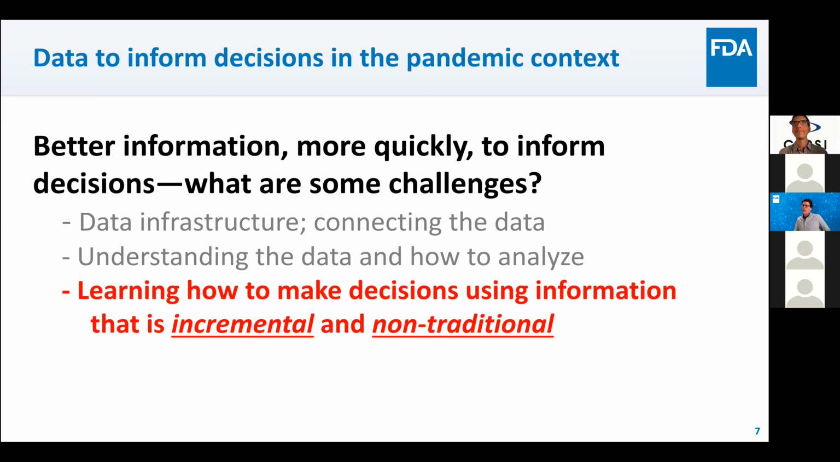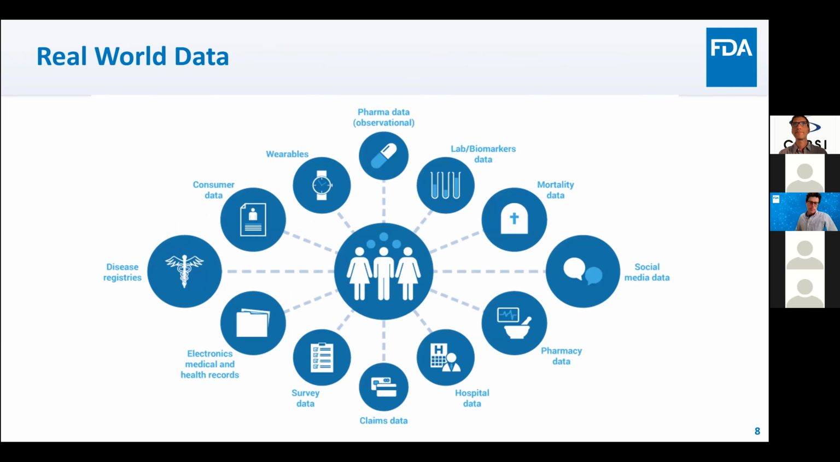And an area that I think is extremely important that we won't talk about today, but is worth additional conversation, is learning how to make decisions using information that's incremental and non-traditional. And this is one of the most important themes to me in the context of real-world data, because we're often talking about novel data sources that contribute information that's more incremental than some of the more traditional data sources that we've relied on at FDA, namely RCTs. So Sean, if you're online, I'll kick it over to you to move on to the next slide.